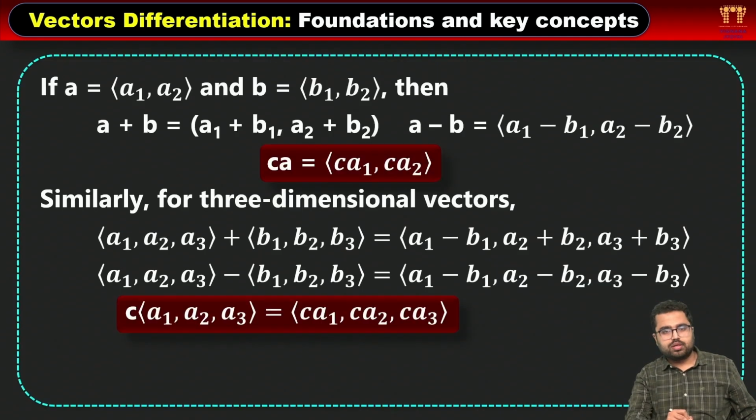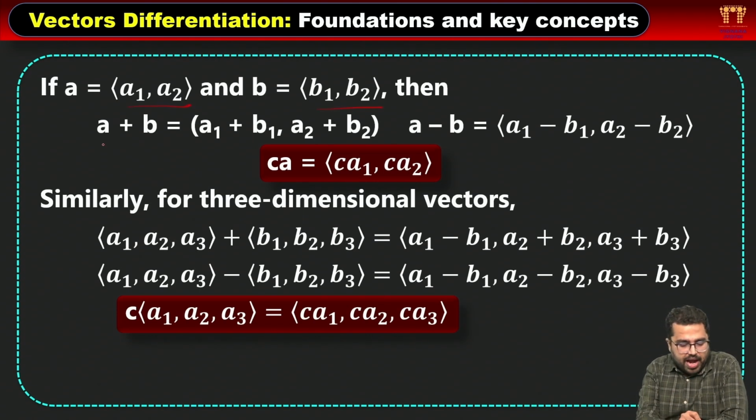Okay. So again, these are some basics. If we are given two vectors A and B, we can add two vectors, we can subtract two vectors like we do for real numbers. Here we have to add component-wise, and to subtract, you have to subtract component-wise.